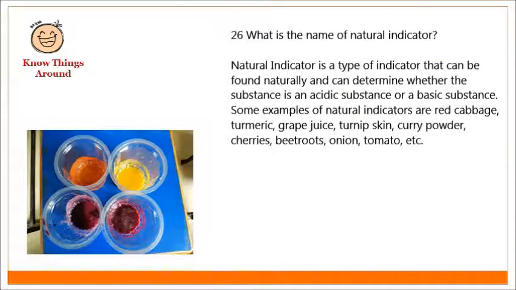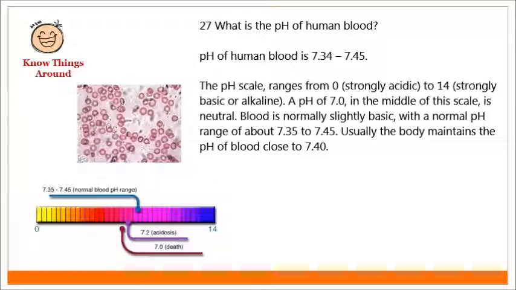What is the name of natural indicator? Natural indicator is a type of indicator that can be found naturally and can determine whether a substance is an acidic substance or a basic substance. Some examples of natural indicators are red cabbage, turmeric, grape juice, turnip skin, curry powder, cherries, beetroots, onion, tomato, etc.